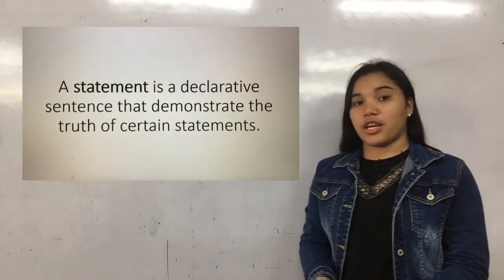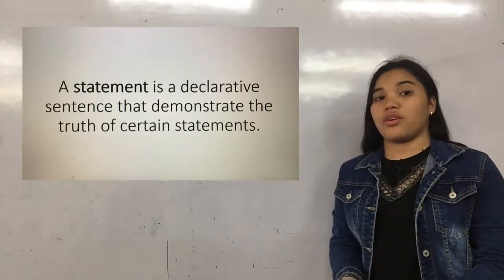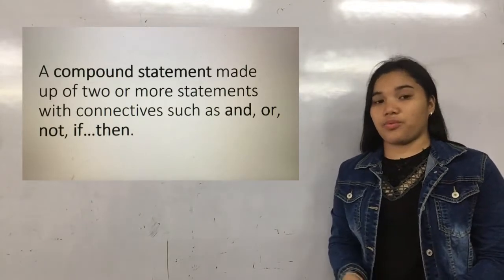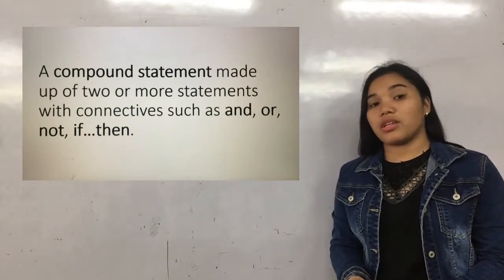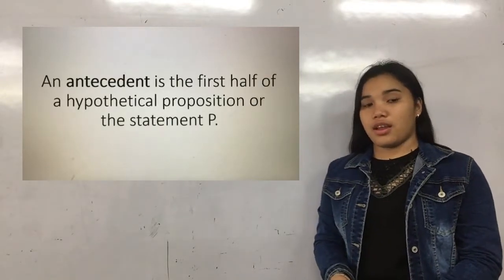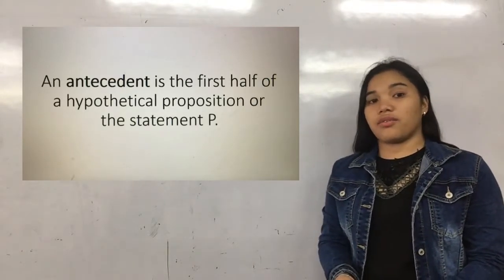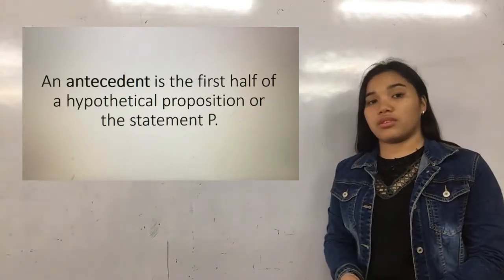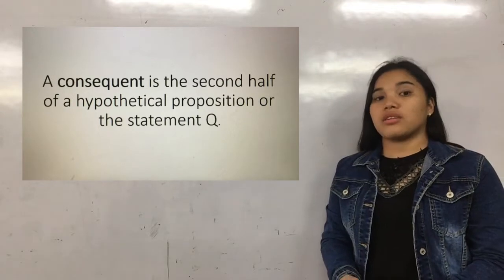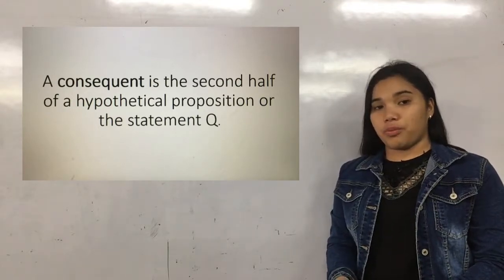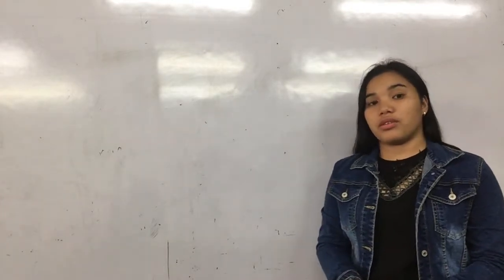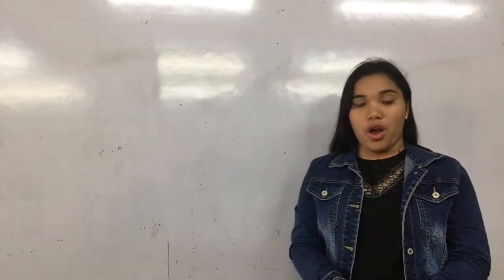A statement is a declarative sentence that demonstrates the truth of certain statements. A compound statement is made up of two or more statements with connectives such as and, or, not, if, then. An antecedent is the first half of a hypothetical proposition, or the statement P. A consequent is the second half of a hypothetical proposition, or the statement Q. There are five logical operators that we will focus on.